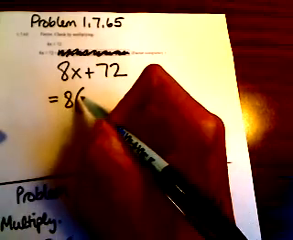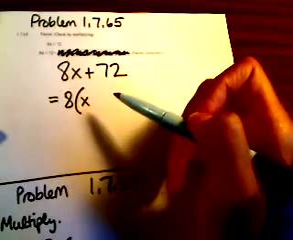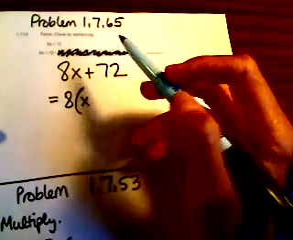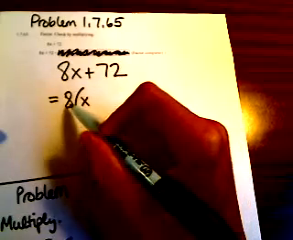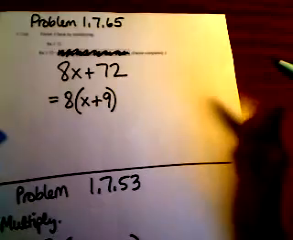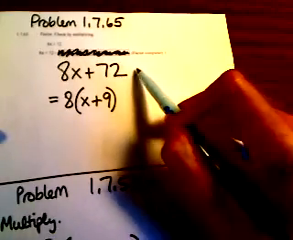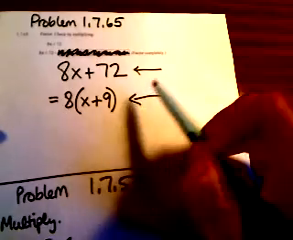So if I wrote an x right here, then when I take 8 times the x, I would get 8x back if I were to check this. And then I think about what do I need right here so that when I multiply 8 by it, I get 72, and that would be 9. So what we've done is we've taken this expression and we've written it in a factored form right here.